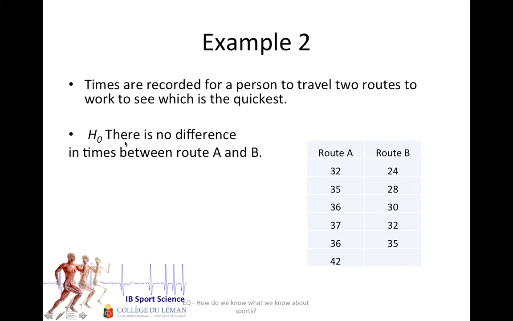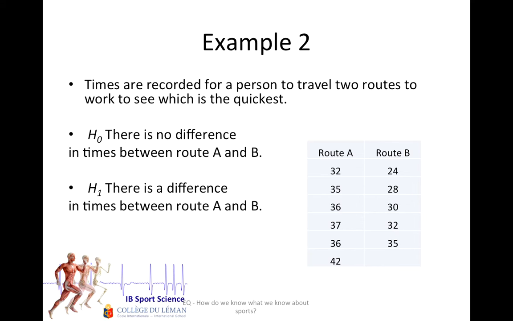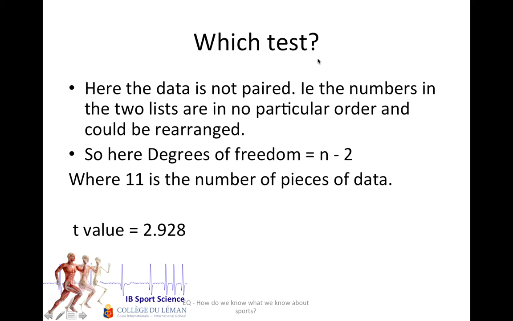So our null hypothesis is there's no difference between the times of route A and route B. The alternative hypothesis is of course that there is a difference between the times taken to travel route A and route B. And again, we're looking for a 95% confidence. So the data isn't paired, i.e. the numbers in the 2 lists are in no particular order and could be rearranged. So here the degrees of freedom can be calculated by n minus 2, where n is the number of pieces of data. So the degrees of freedom is 11 minus 2, so it's 9. And we can calculate our t-value, which is 2.928, and we've done that using GraphPad.